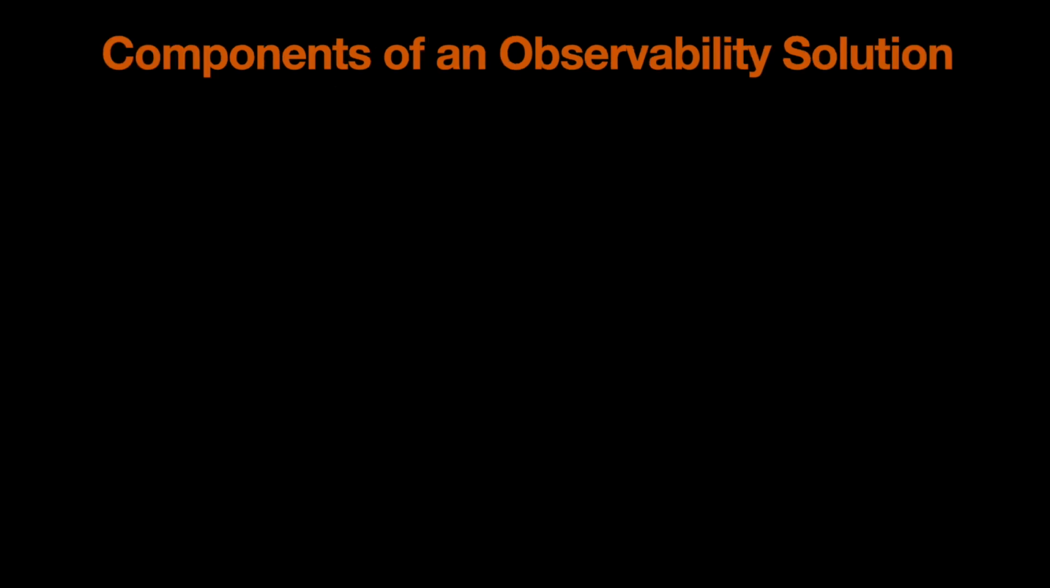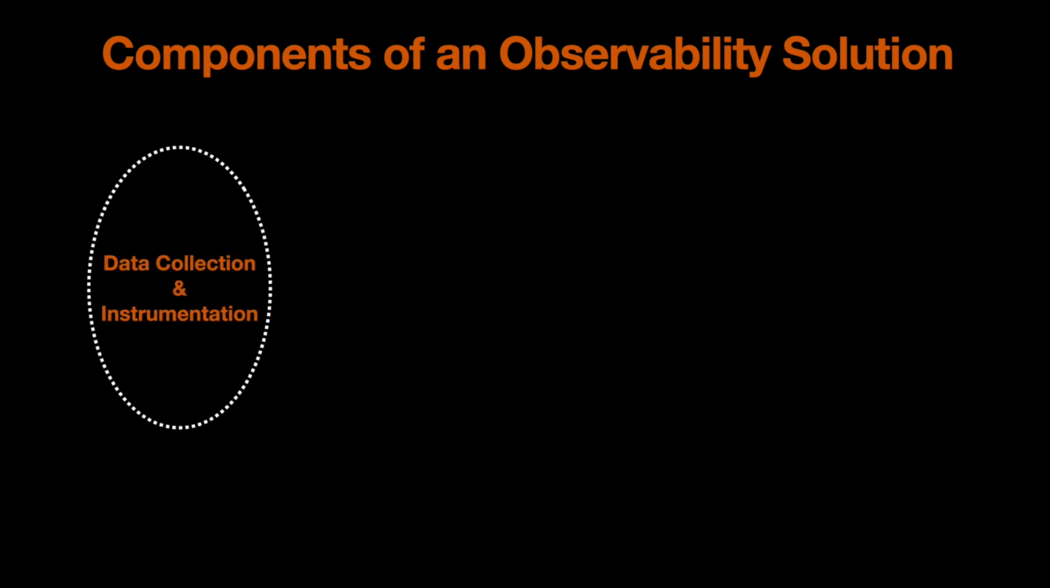Components of an observability solution. We can divide the components of an observability solution into three main parts. The first section is data collection and instrumentation. Basically, this is the section where we generate the logs, or the logs are being created and stored in our system.